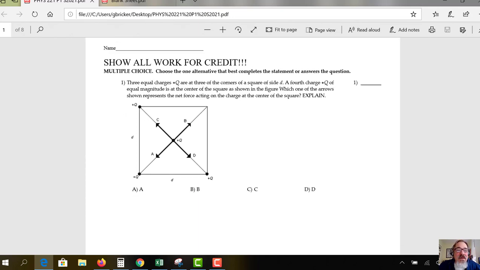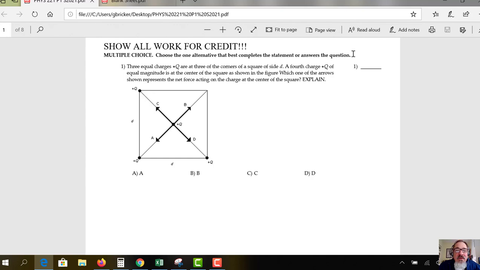Okay, so 3 equal charges are at the corner of a square. So here's one, here's one, here's one. A fourth charge of plus q, equal magnitude to the other ones, is at the center. So we got this one, this one, this one, then there's another one at the center. Which one of the arrows represents the net force acting on the charge at the center?